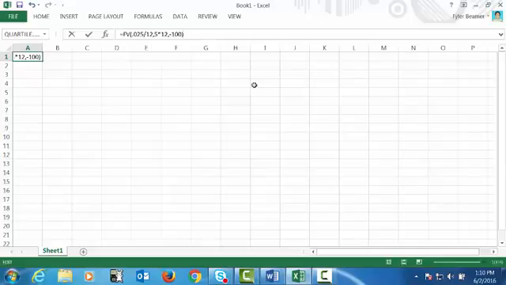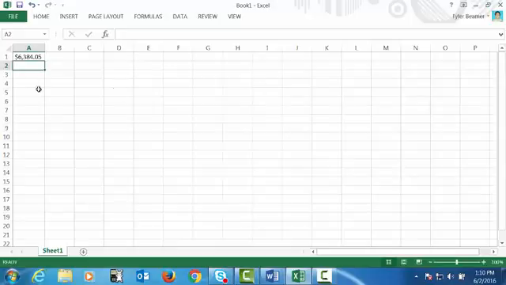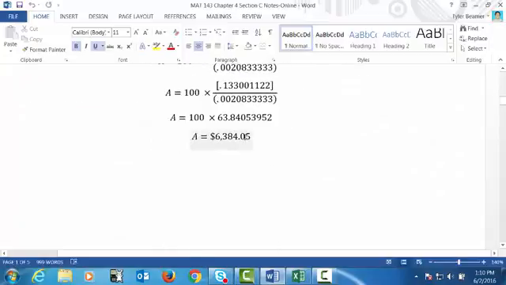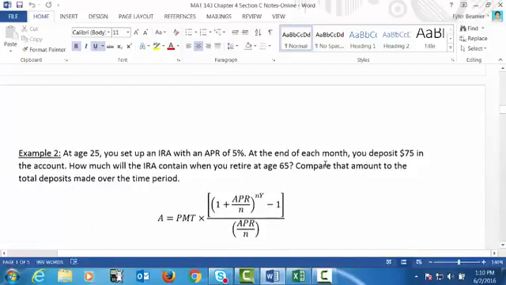So in the parentheses, enter, and I get $6,384.05, and notice that's the same amount that I get by hand with my calculator. Okay, obviously Excel is much quicker and easier if we know how to use it.